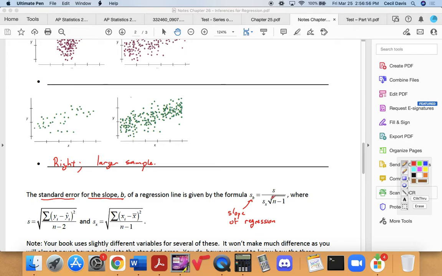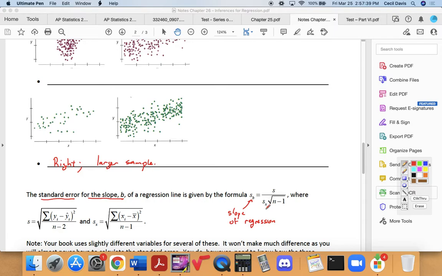Okay, notice the bigger the sample size is, remember the sample size is n, the smaller the standard error is going to be. S of x is the standard deviation for x. So the more spread out we are in terms of the x, the better. And S is our standard deviation from the regression line. So the closer it is to the regression line, the less standard error we're going to have. What is the X in the S of X? Yeah, that's the standard deviation for the x. So how spread are you in terms of the x?